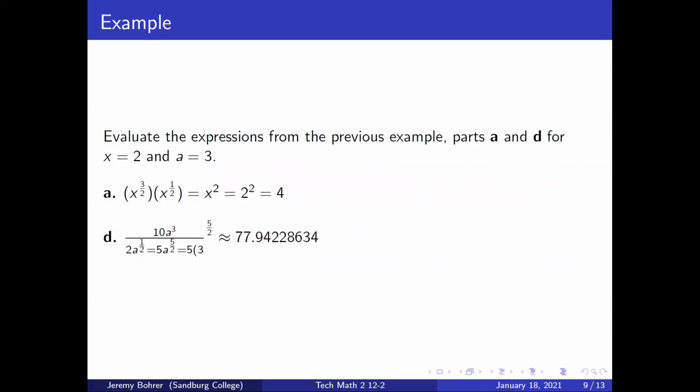Evaluate the expressions from the previous example, parts A and D, for x equals 2 and a equals 3. We just plug in 2 for x in both of these expressions, but we know that this whole thing, x to the 3/2 times x to the 1/2, is x squared, so that's 2 squared, which is 4. I made some mistakes in entering this second one, and I apologize for that.